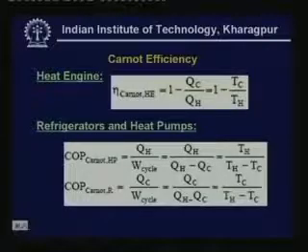Now what conclusions can you derive out of this? For example, you can conclude that the efficiency increases as Th increases. That means the higher the temperature of the heat source, the higher the efficiency. Another conclusion is that the efficiency increases as Tc is reduced. That means the lower the temperature of the heat sink, the higher will be the efficiency. And what is the maximum possible efficiency? If you have a heat source which has a temperature of infinity, then you get the maximum possible efficiency of 1.